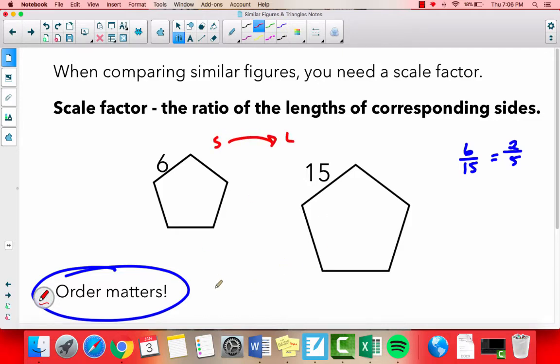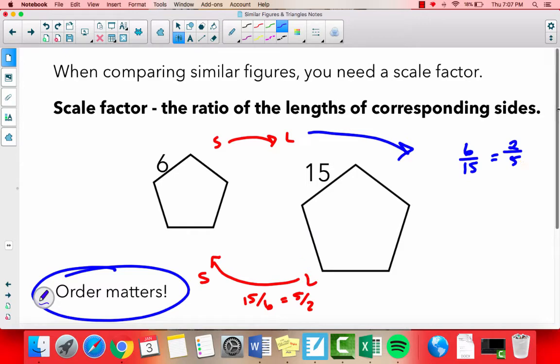All right, but I could reverse it, and I could go from large to small, and that would mean that my ratio or my scale factor would flip. So if I flip this around, I'd get 15/6, and reducing that, I get 5/2. And what that means is that the larger pentagon is 2.5 times larger than the smaller one. Now, if I went the original way, so that's this one here, then that means that the smaller one is 2/5 the size of the larger.